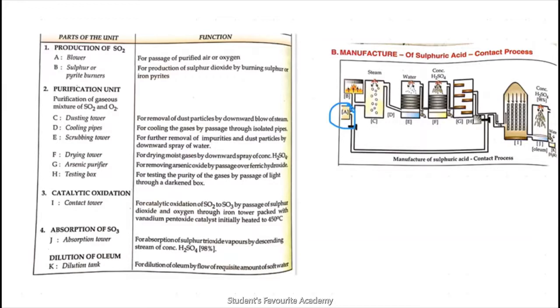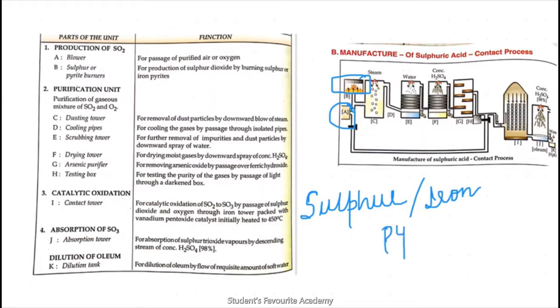And then the second one is the sulfur. This is the second chamber. If you see, children, this is the sulfur burner. Here I'll be taking sulfur, or else I'll be taking pyrite. Pyrite means I can have iron pyrite or whatever; there should be a compound which contains sulfur in it.